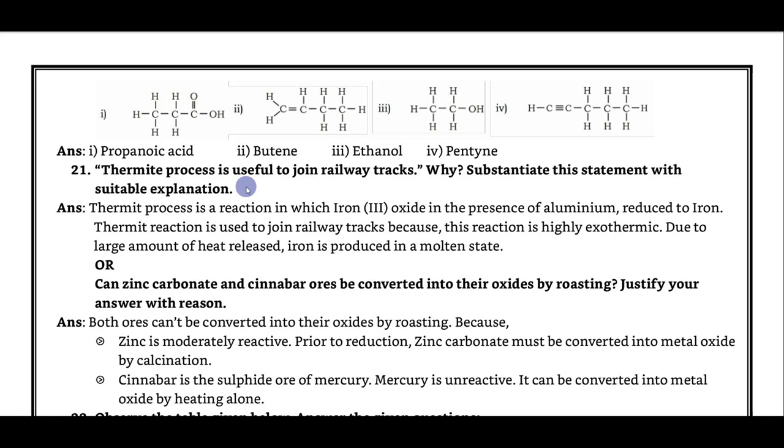Thermite process is useful to join railway tracks. Why? Substantiate this statement with suitable explanation. The thermite process is a reaction in which iron(III) oxide in the presence of aluminum is reduced to iron. The thermite reaction is used to join railway tracks because this reaction is highly exothermic. Due to the large amount of heat released, iron is produced in a molten state that is used to join the railway tracks.